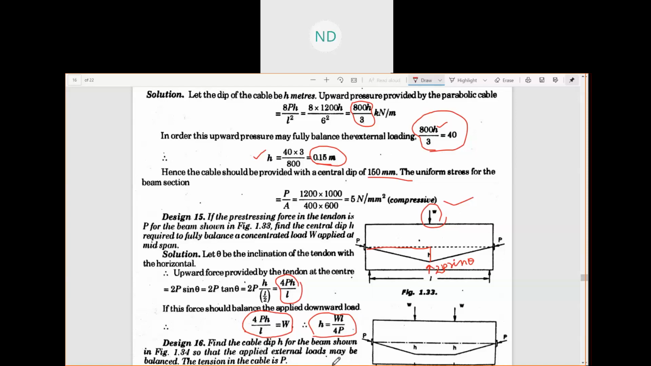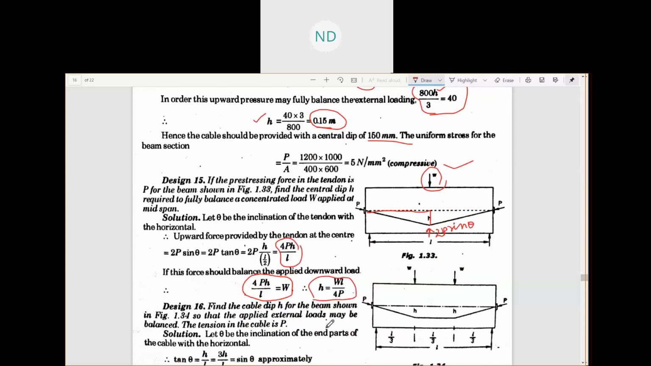This is simple. In the load balancing method, what we generally do is try to counterbalance the downward load with the upward load. So in load balancing questions, we always have an upward thrust in bent tendons, whether it be a parabolic or a triangular profile, which tries to counterbalance the downward loads. So when you are asked to find out the pre-stressing force or the dip, you can equate these, and you can find out the required terms or values.